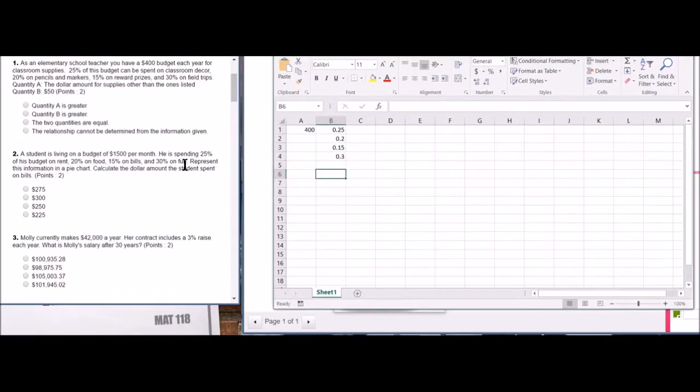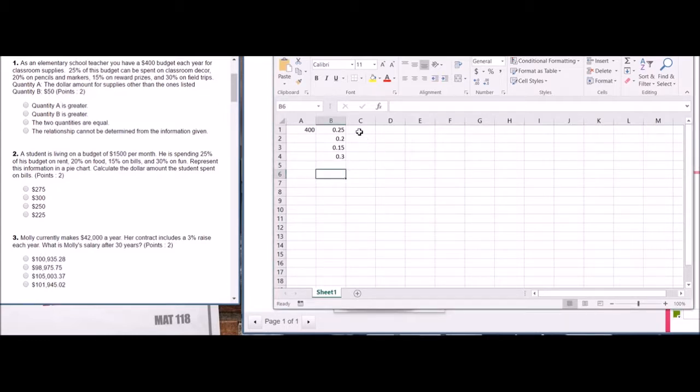So here is going to be a little review for your quiz for this workshop. And first question here, we're just going to jump right into it. We have this elementary school teacher here, $400 budget. We have a budget breakdown of percentages. So quantity A, the dollar amount of supplies other than ones listed, and quantity B, $50. Which one is greater?